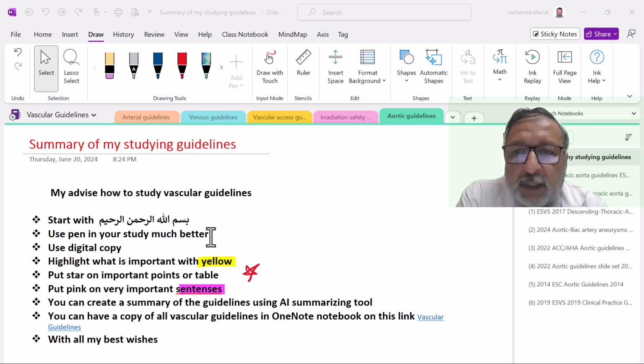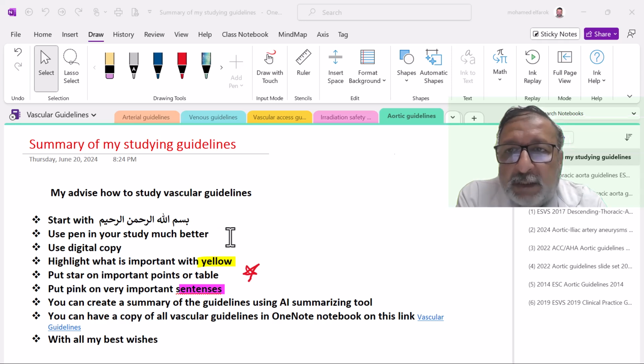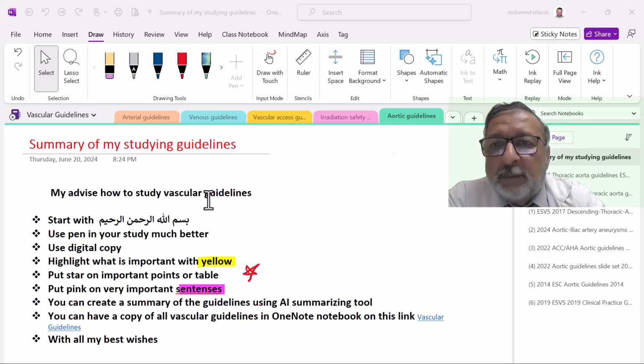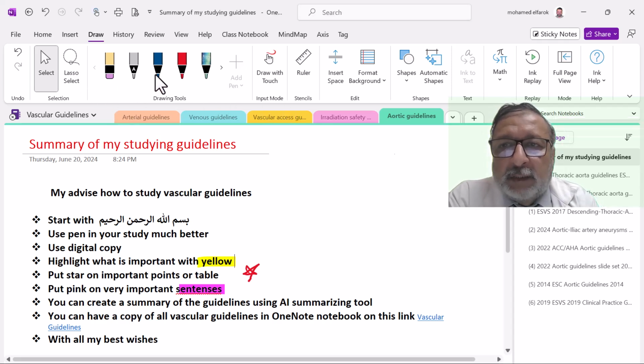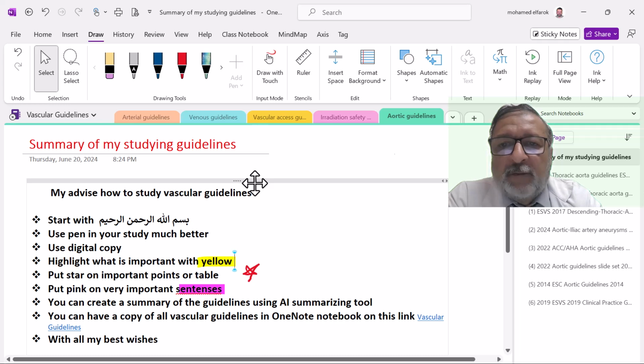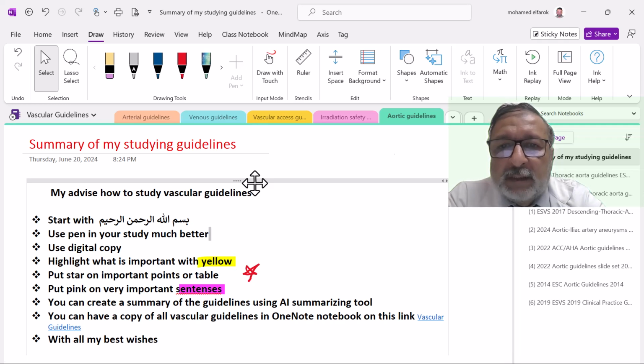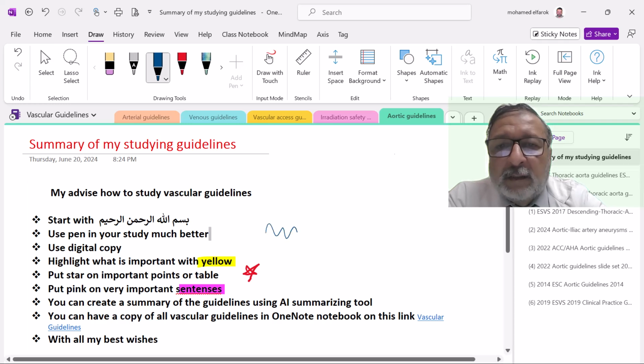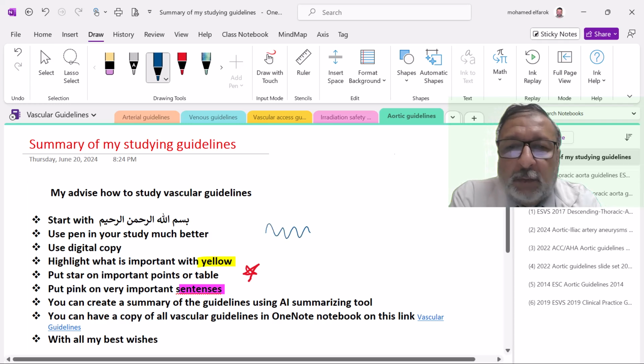I think this makes it much easier to use a digital pen, and with a digital pen you can write anything you want. If you want to add a certain sentence, you can just add it, and it will show and it will mark. I usually put yellow color as a highlight for important information.